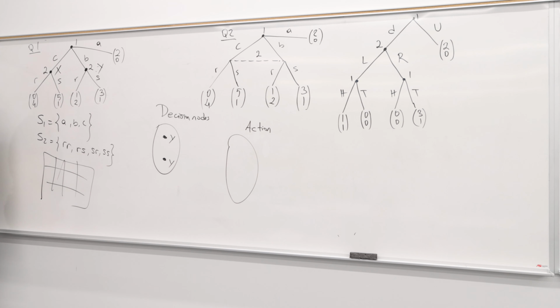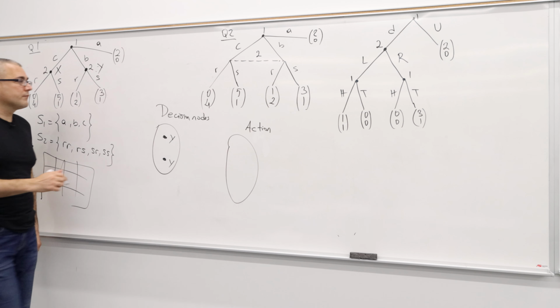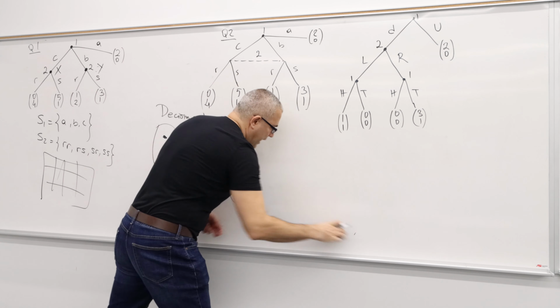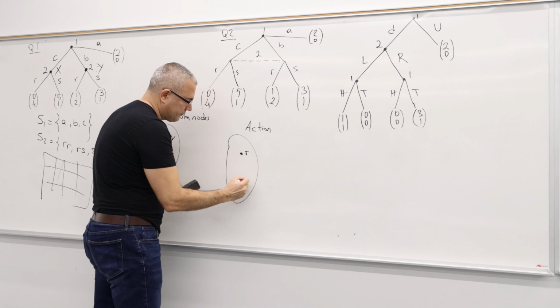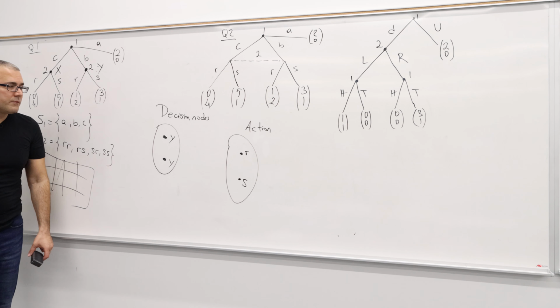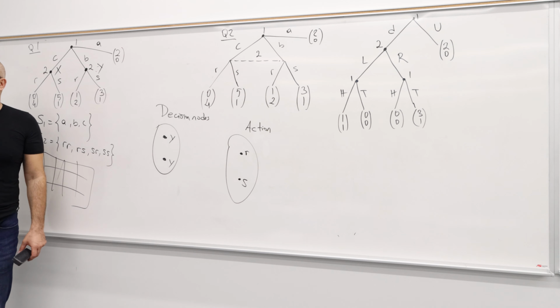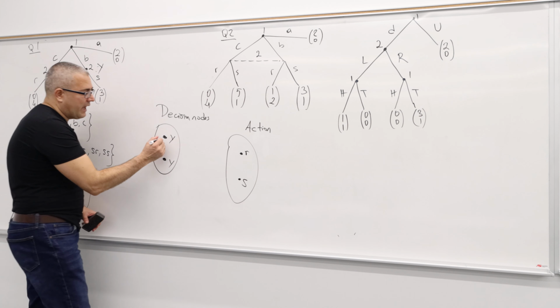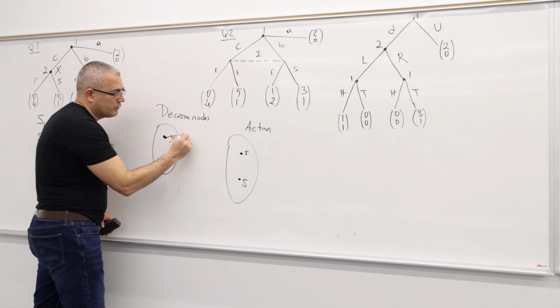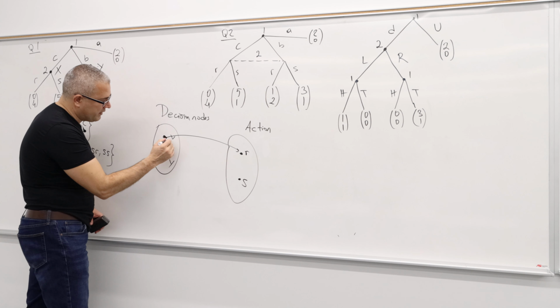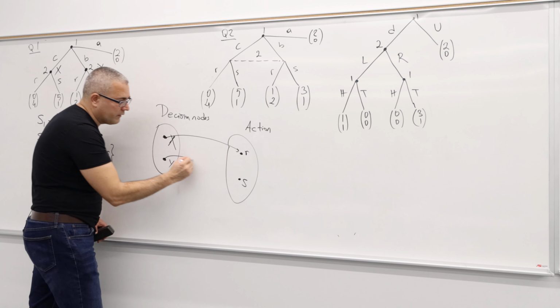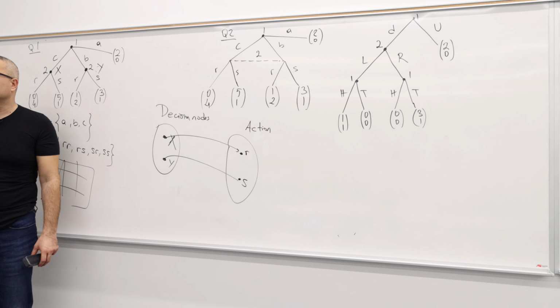Well, how many actions are there for this player? 2, right? R and S. So when we say a strategy is a function that maps decision nodes to an action, we have from X to R, from Y to S. This one is X, this one is Y. So from X to R, from Y to S. Is this a function? Exactly.